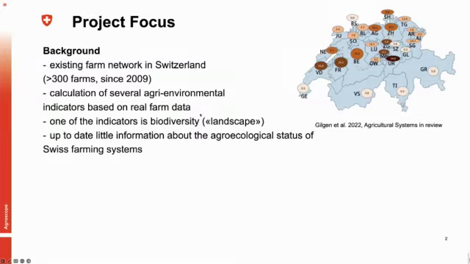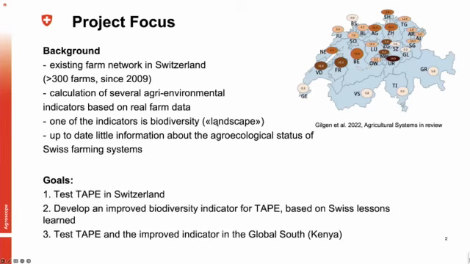At the same time, we are not so good at assessing the agroecological status of a Swiss farming system. That's the reason why we sat together, and following the element of co-creation and sharing of knowledge, we developed this project. So what are we trying to achieve? We want to test TAPE in Switzerland, and I'm going to show you in a second a couple of results. Then we want to develop an improved biodiversity indicator for TAPE, which can be easily used and implemented, based on the Swiss lessons learned. And we would also like to test this improved indicator and TAPE in Kenya.